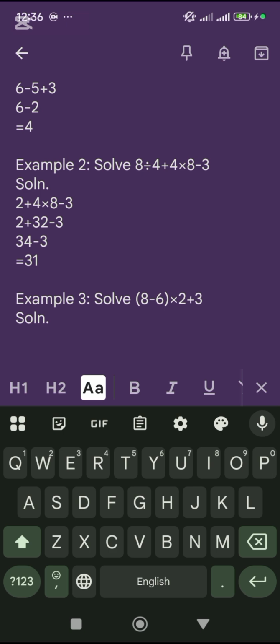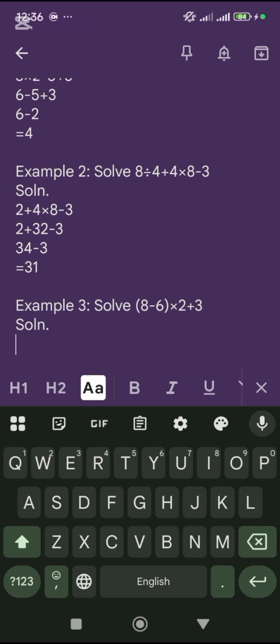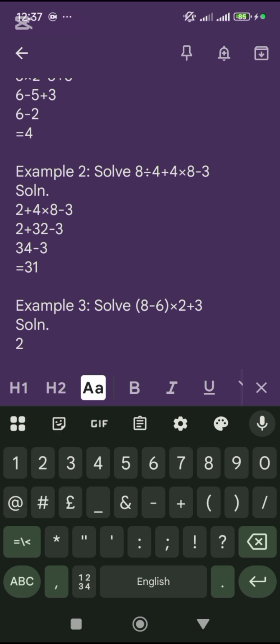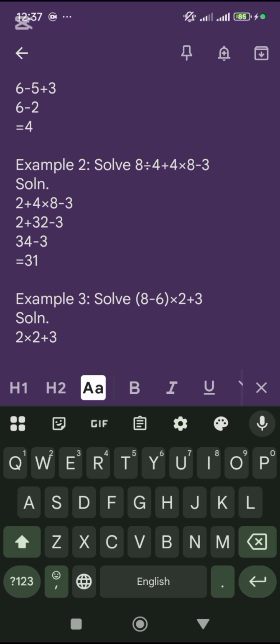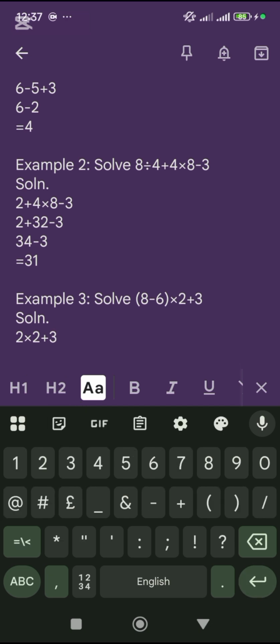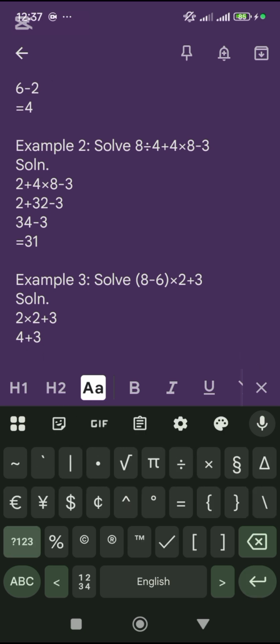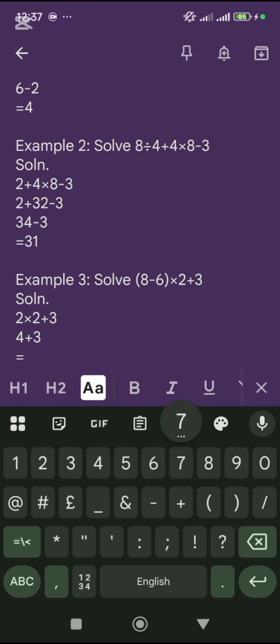According to BODMAS, because we now have something in the bracket, we are going to concentrate on that first. So we say 8 minus 6 is 2, leaving us with multiplication of 2 plus 3. The next thing to do is to multiply, and so we say 2 times 2 is 4, then plus 3, and then the answer to that will be equals to 7.